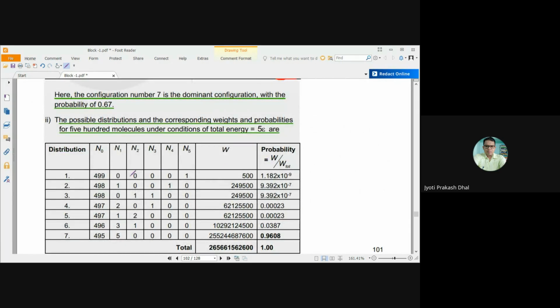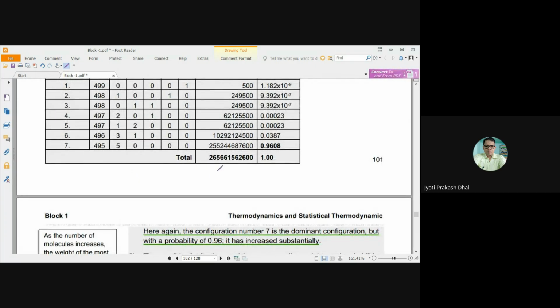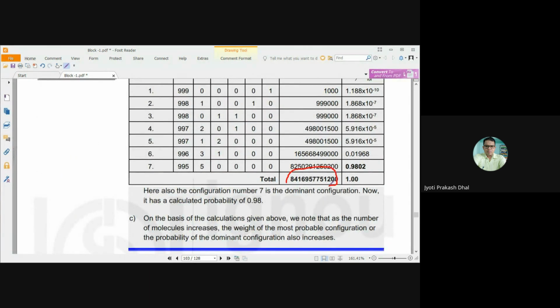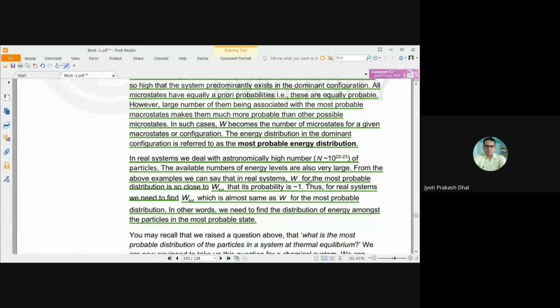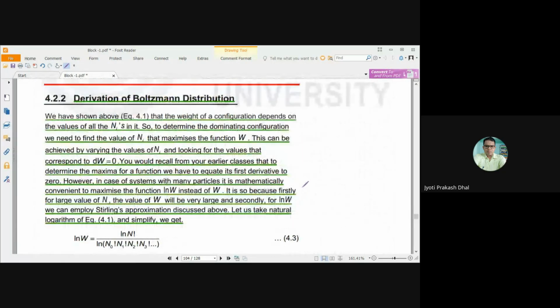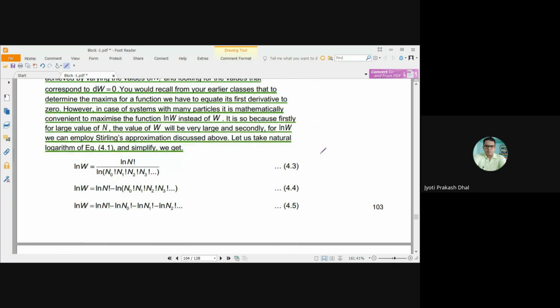And similarly, for 500 molecules, the number of microstates will increase. And similarly, for 1000 molecules, this is the number of microstates. Now coming to the derivation of the Boltzmann distribution, this we will discuss in the next class.